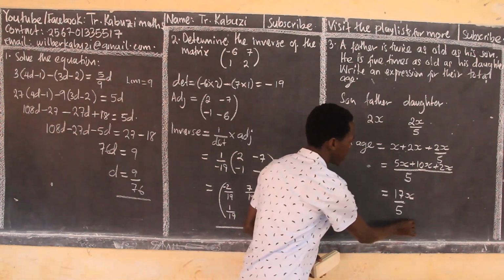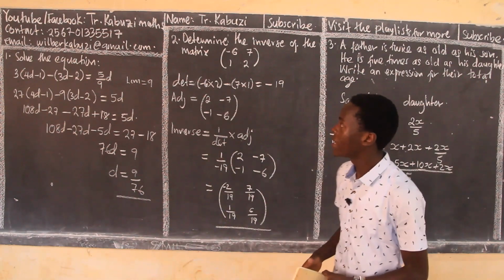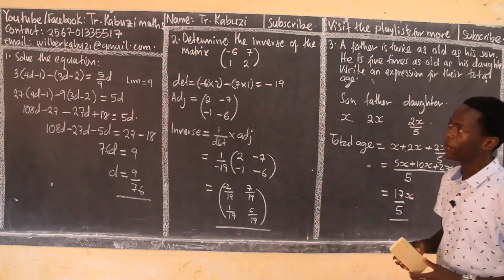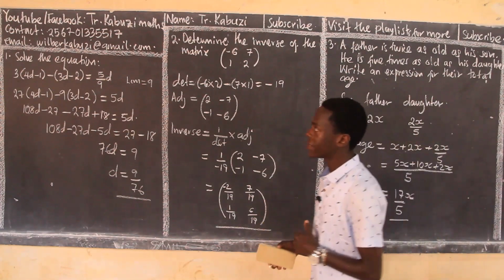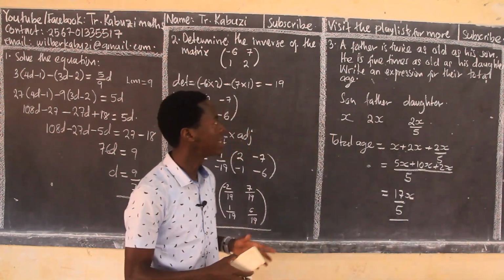So that was how we are supposed to do number 1, number 2, and then number 3. Remember, each question takes 4 marks and there are 10 questions in section A.